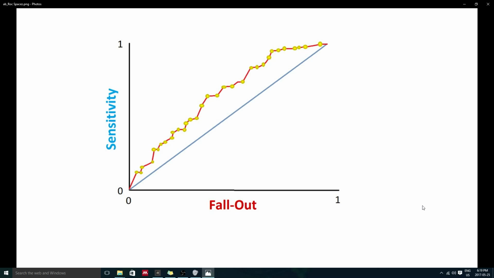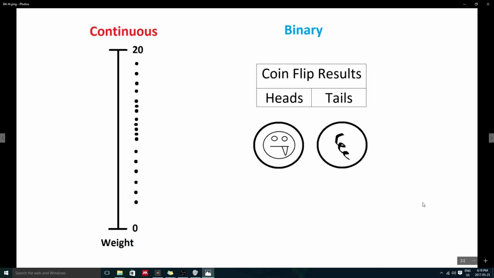So, the receiver operator characteristic is an indicator of how effective a continuous variable is at predicting the outcome of a binary variable. As an example, we could use the weight of a coin to help us predict whether it lands with heads or tails facing up. It is often believed that most coins have a 50% chance of landing on either side when spun on a table.